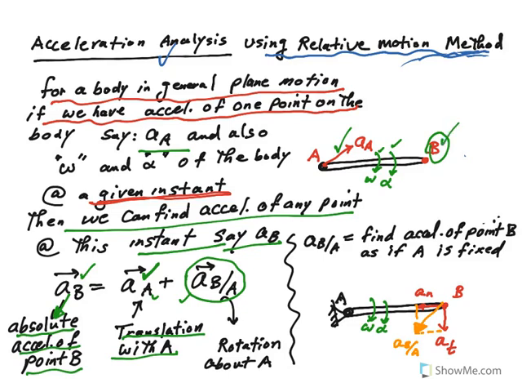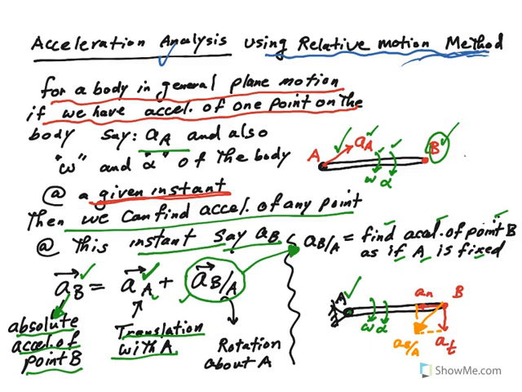All right, so you guys remember, for velocity analysis, this part is what? Acceleration of B relative to A means find acceleration of point B as if A is what? Fixed. We know A is not fixed. A is moving with some acceleration. But what if we made it fixed, like in this picture?